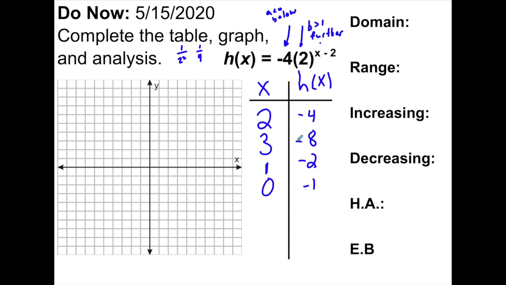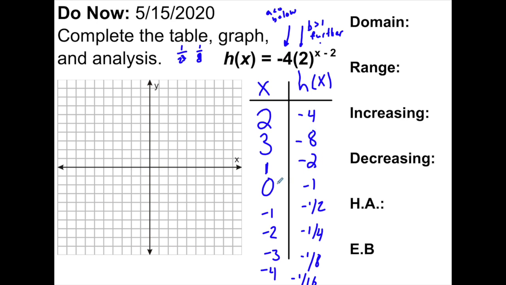Maybe you can see as we go to the left, as x is going down by 1 each time, it looks like we're cutting in half, right? Negative 8, negative 4, negative 2, negative 1. So when I plug in negative 1, you might not be surprised: negative 1 minus 2 is negative 3. 2 to the negative 3 is 1 over 2 cubed, which is an eighth. And negative 4 times 1/8 is negative 1/2. Then when I plug in negative 2, I'm going to get negative 1/4. When I plug in negative 3, I get negative 1/8. And when I plug in negative 4, I get negative 1/16. So basically, this is my table right here.